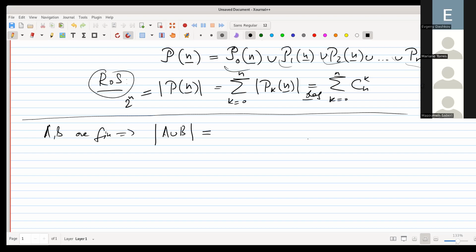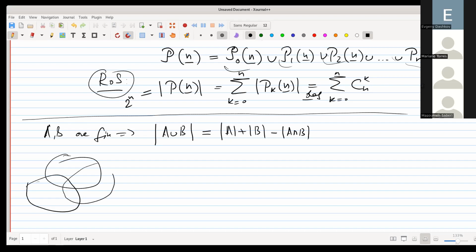The cardinality of A plus cardinality of B minus cardinality of A intersection B. Exactly. Minus the cardinality of the intersection. Okay. And what do we have for 3 finite sets, A, B, and C? What is the cardinality of the union? What do you think?